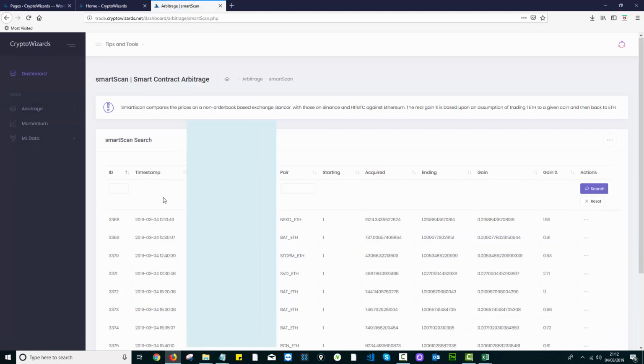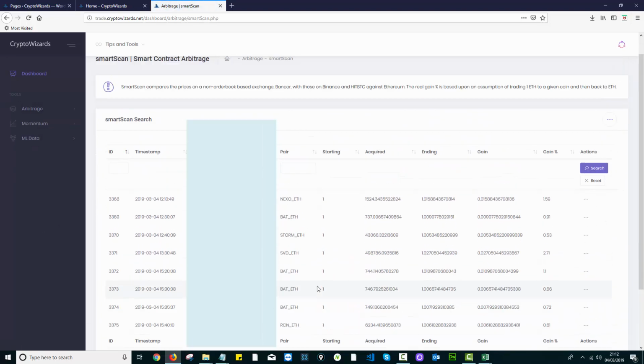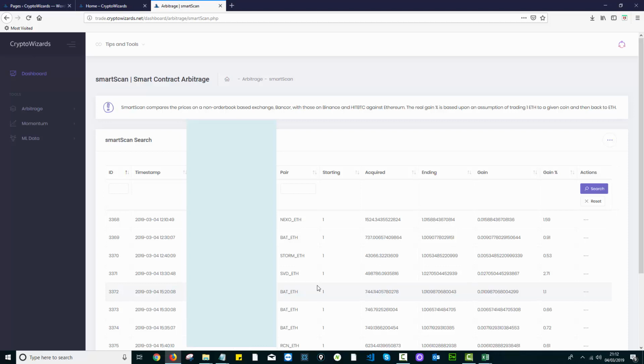Smart scan is smart contract arbitrage. And again, I don't want to go into the details right now. You know, I was on this the other day. There was one for 14% just sitting there. Right now, the best one that I can see is about 2.71%. But I was on here the other day, 14%, and I had no alert.